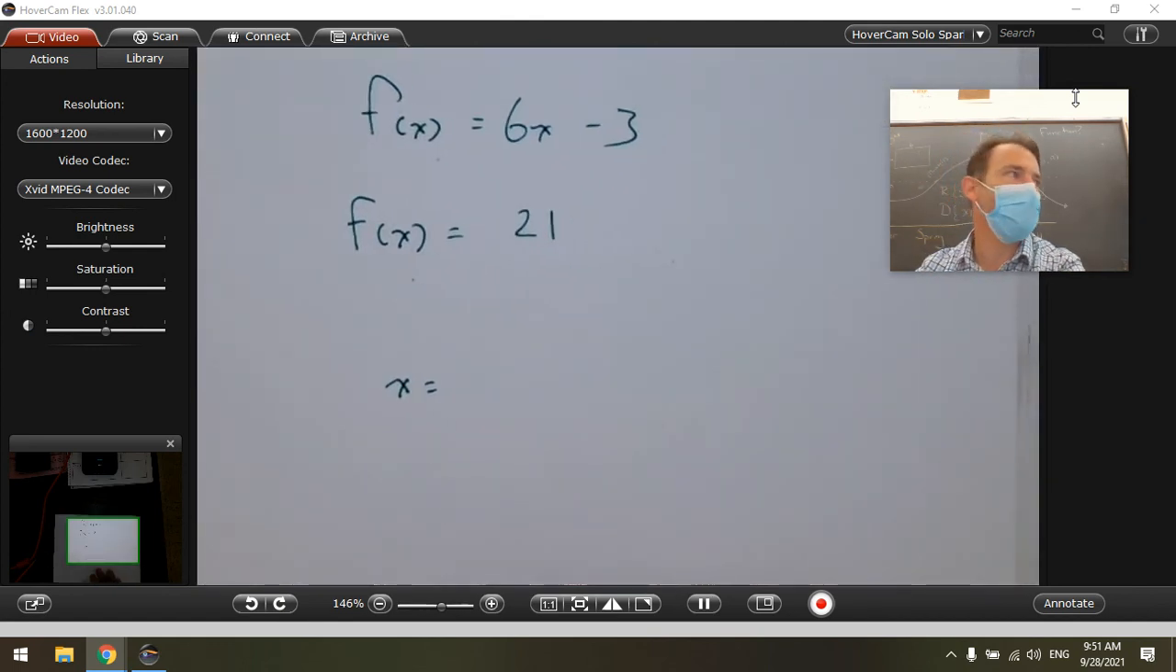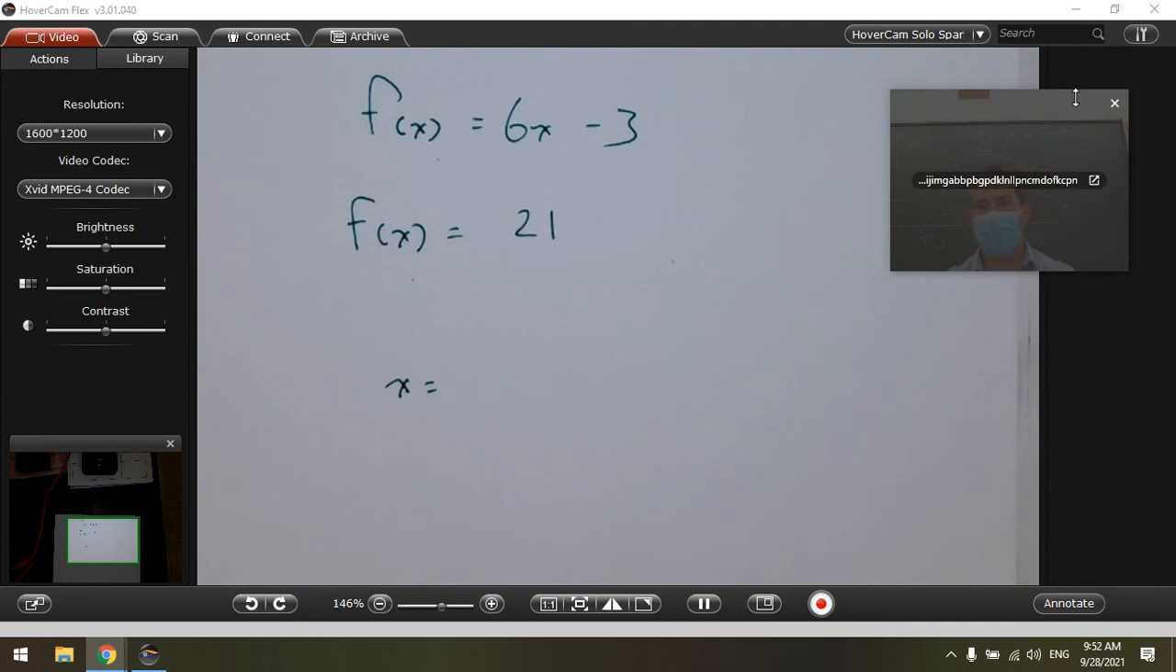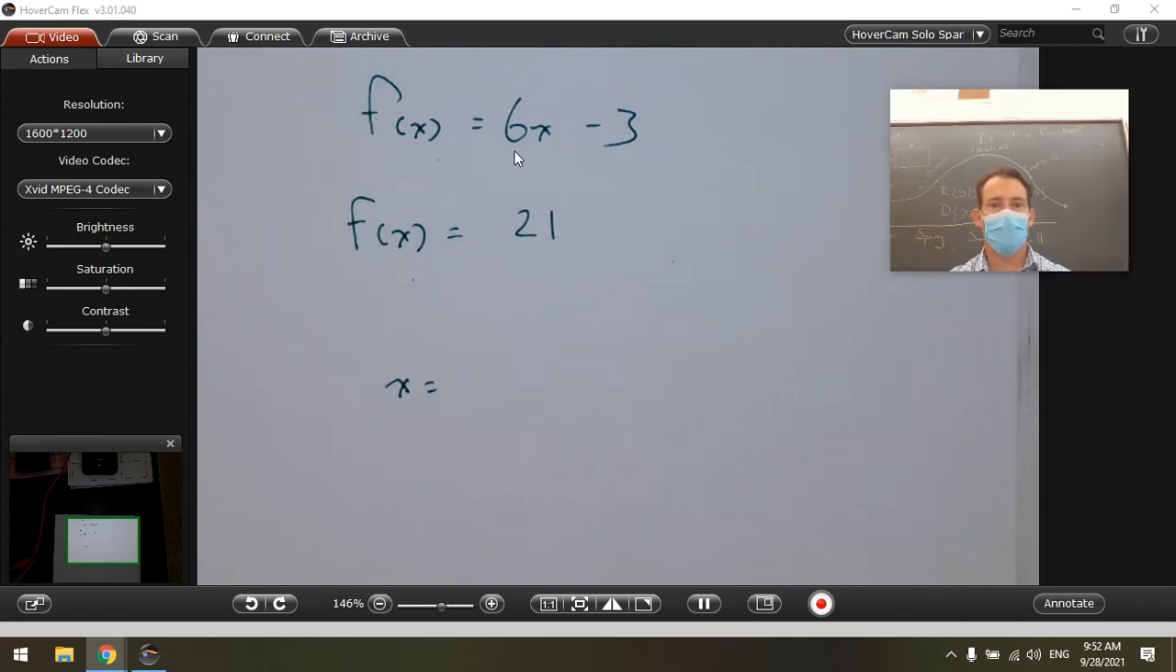I just realized that we don't have an example like this in the PowerPoint. So I want to give you one example that we do together. So if I have a function f of x equals 6x minus 3, and I want to know when is that equal to 21. Can you find me x?